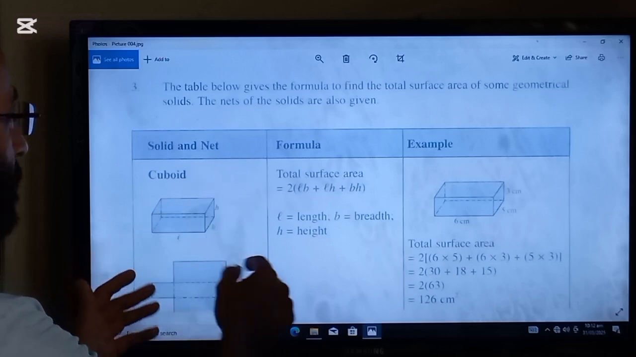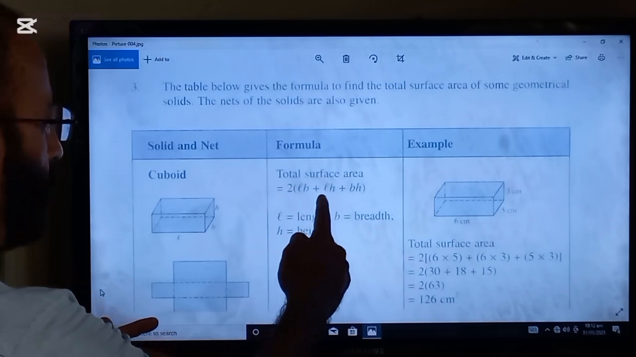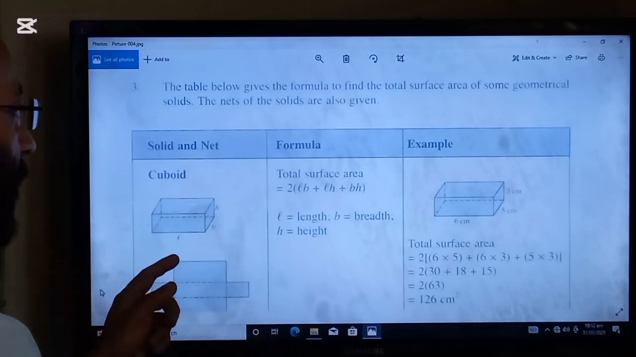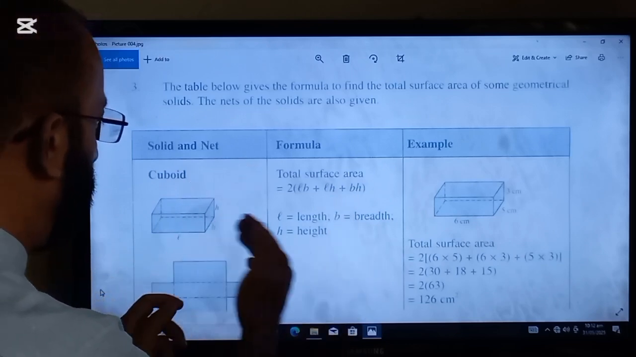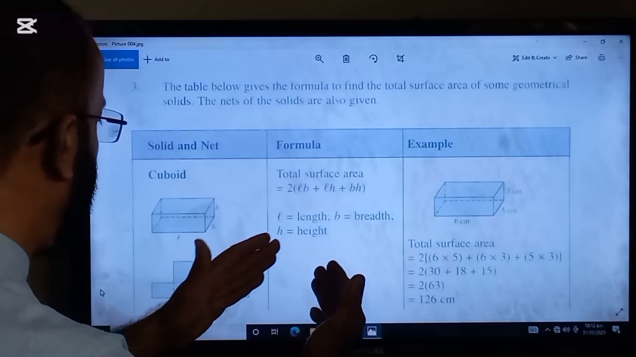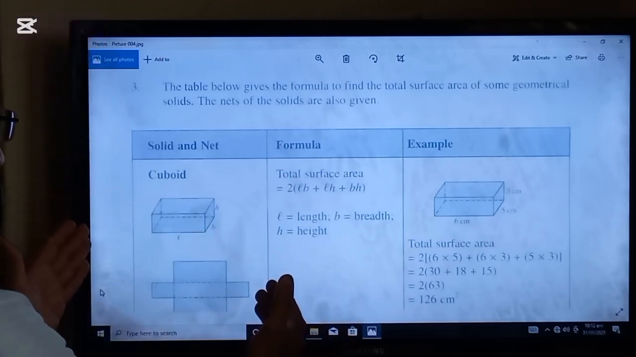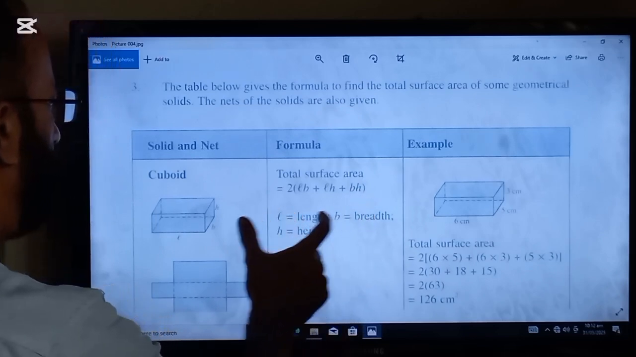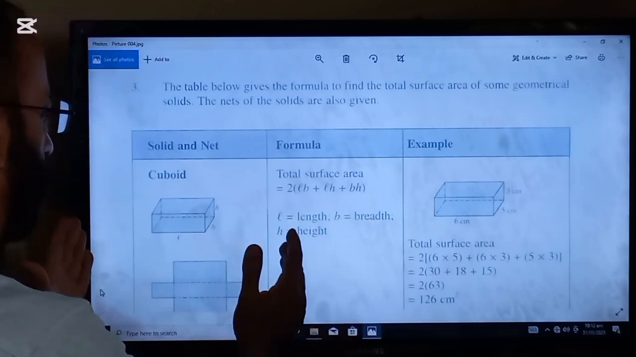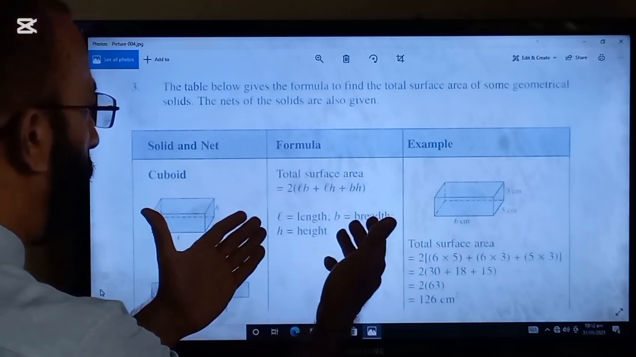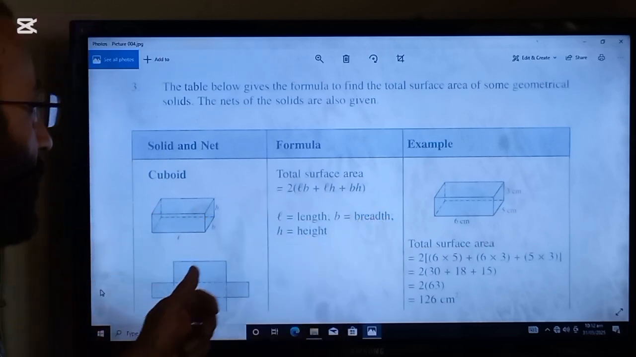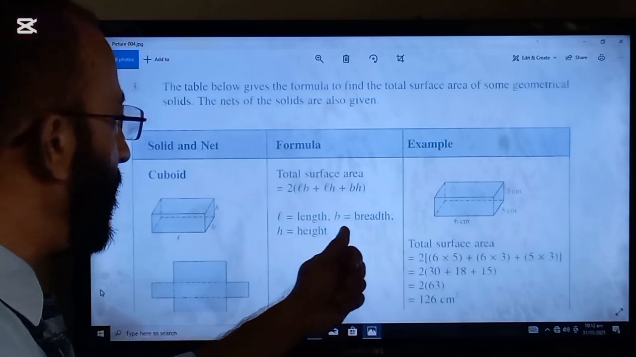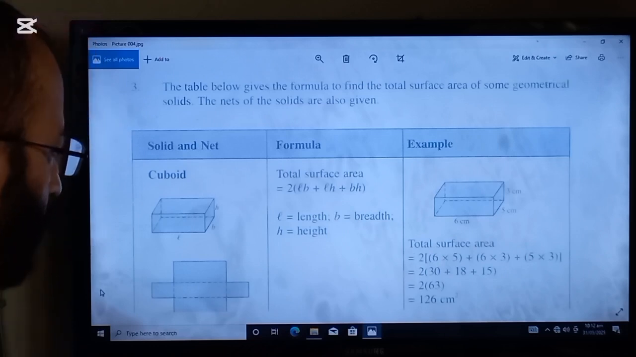So front and back are same. So we will multiply this with 2. That will be equal to the front and back's area. Likewise, breadth and height will be equal to the right side area. Left side is also same. So we will multiply this value with 2. That will give the right and left sides area. So actually this is the formula for the cuboid's total surface area, that is 2 into LB plus LH plus BH, where L is the length, B is the breadth and H is the height.